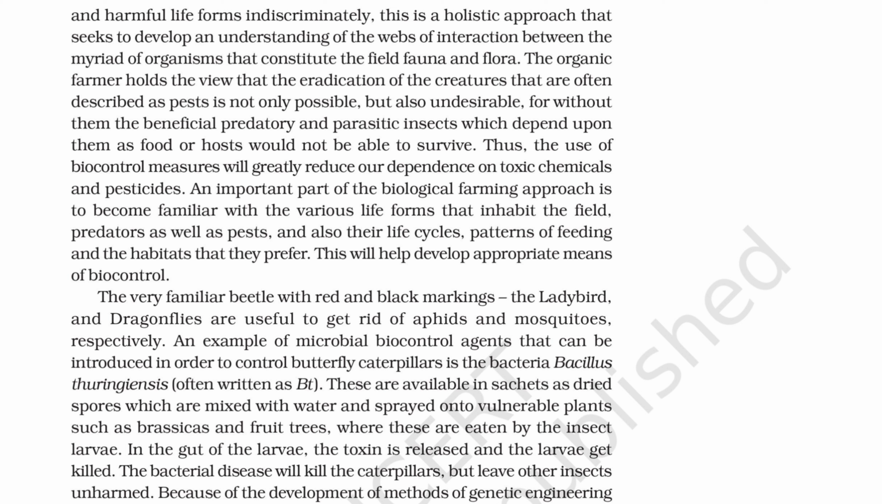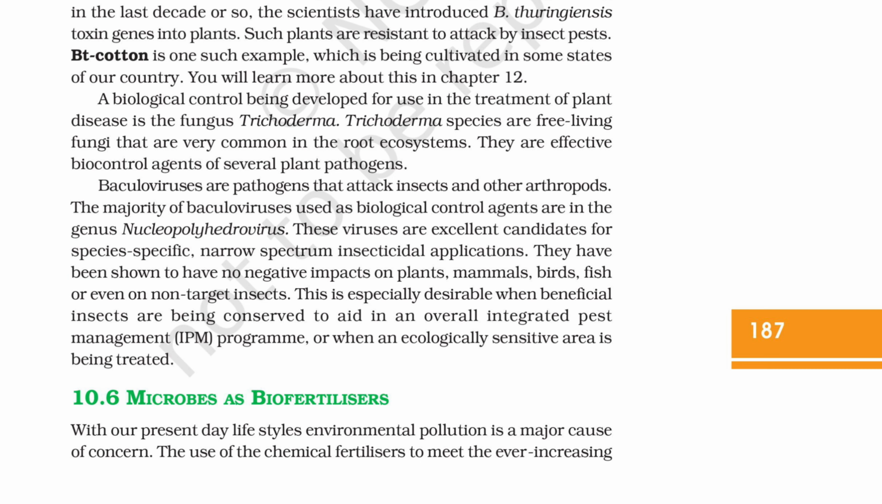Because of the development of methods of genetic engineering in the last decade or so, the scientists have introduced B. thuringiensis toxin genes into plants. Such plants are resistant to attack by insect pests. Bt cotton is one such example, which is being cultivated in some states of our country. You will learn more about this in Chapter 12.